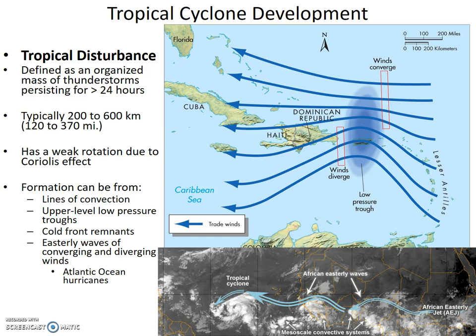The picture on the bottom is of the African easterly waves, with several storms developing at the inside of the upward wiggle. There is even a tropical cyclone on the far left.